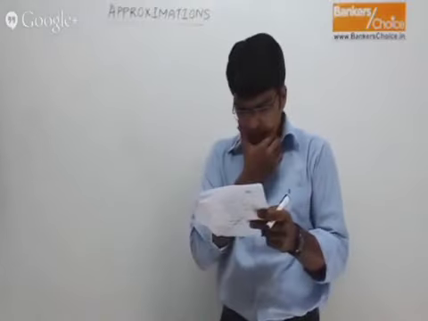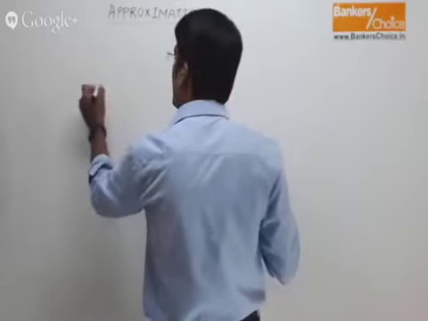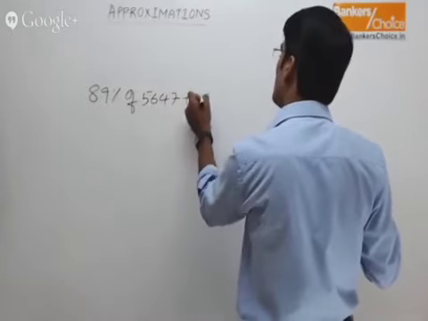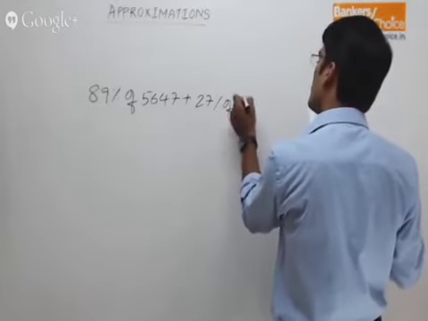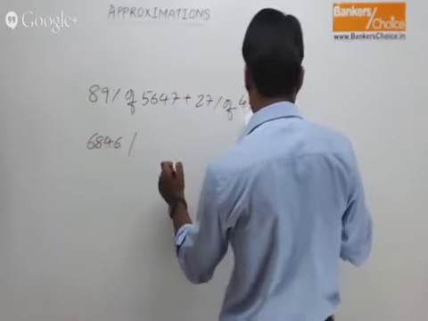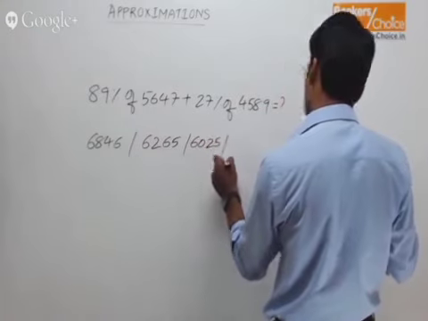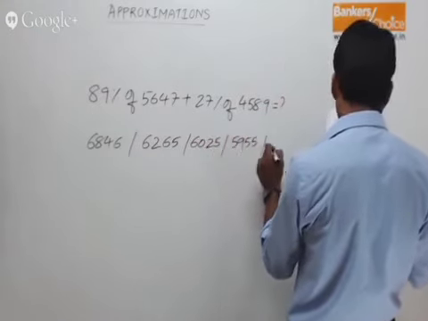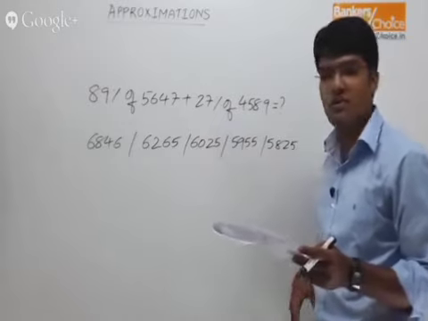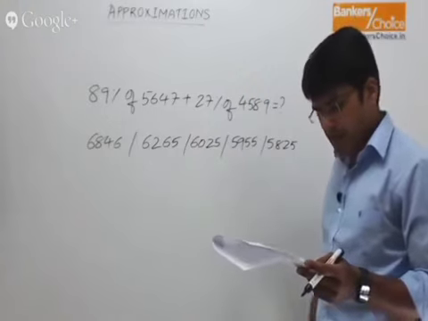And then, which one shall we take? 89% of 5647 plus 27% of 4589 equals to what? 6846, 6265, 6025, 5955, 5825. 89% of 5647 plus 27% of 4589 equals to what? 6846, 6265, 6025, 5955 and 5825.